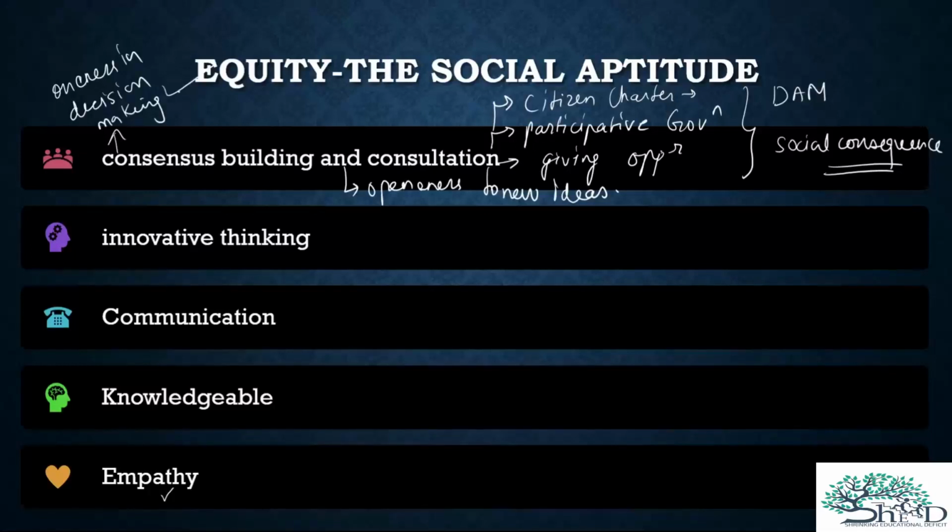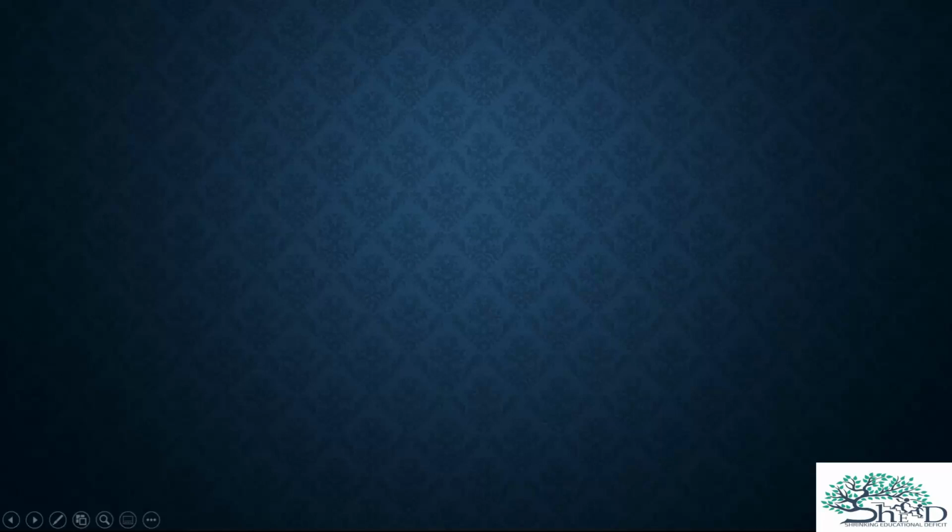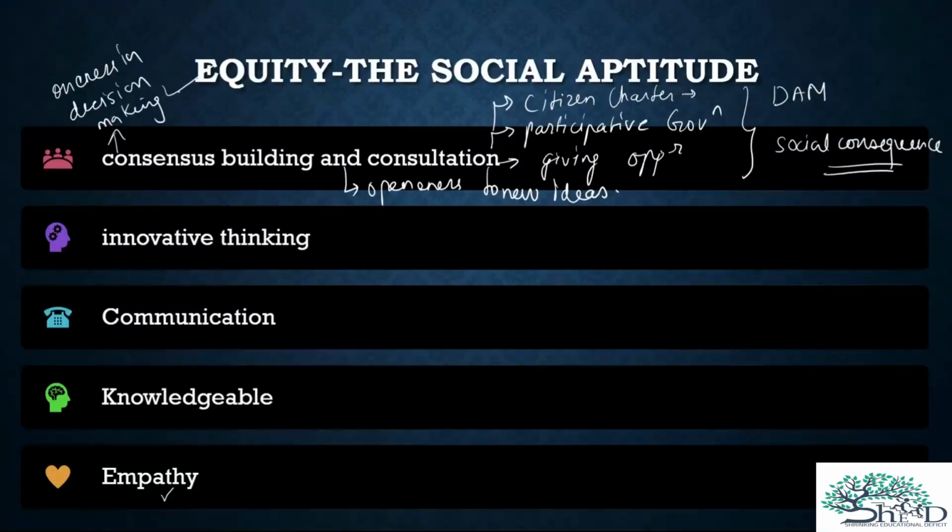That is why I gave you two examples, citizen charter and dam. About the dam, I told you about its social consequence, and that its features are that it needs participative governance. It needs to give people an opportunity to express themselves, and the leader who is building consensus should be open to new ideas so that they can change things on the spot and build consensus. There is a famous quotation that you cannot go to negotiation with a closed fist. So you need to be open to new ideas.